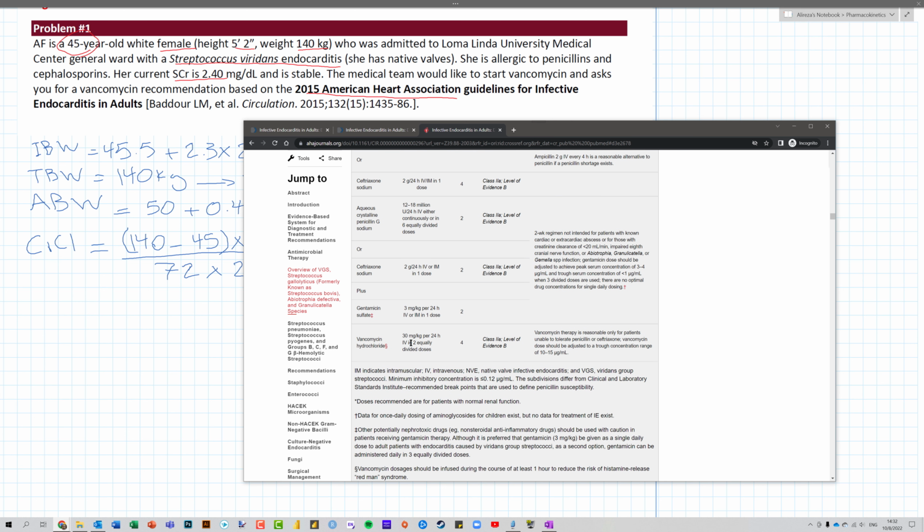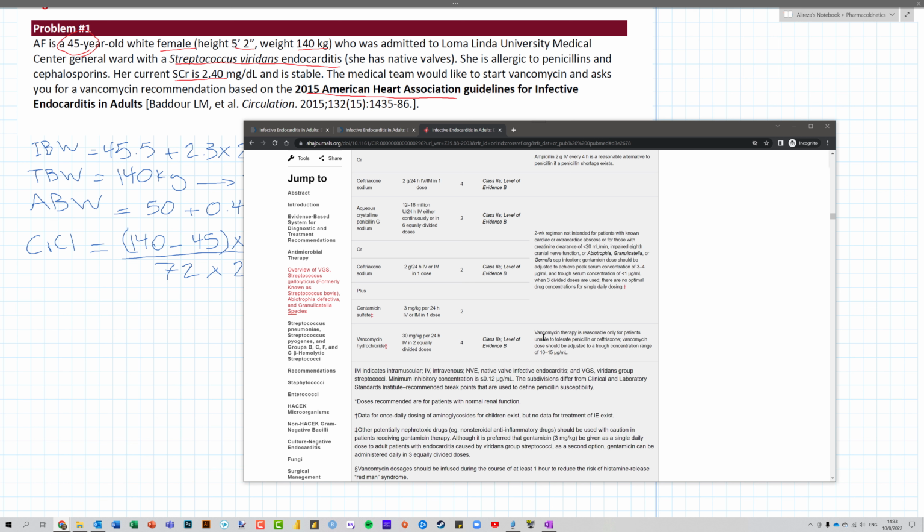So if you go down to vancomycin, you will see that the guideline recommends 30 milligram per kilo per 24 hours divided equally into 2. So that would translate into 15 milligram per kilo every 12 hours. Of course, that's for someone with normal renal function. So now we're gonna see what to do for this patient.